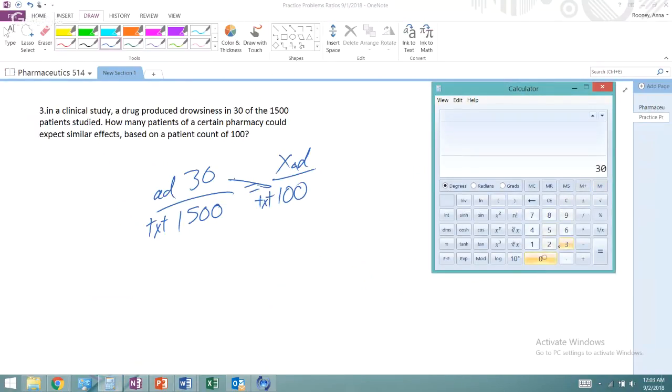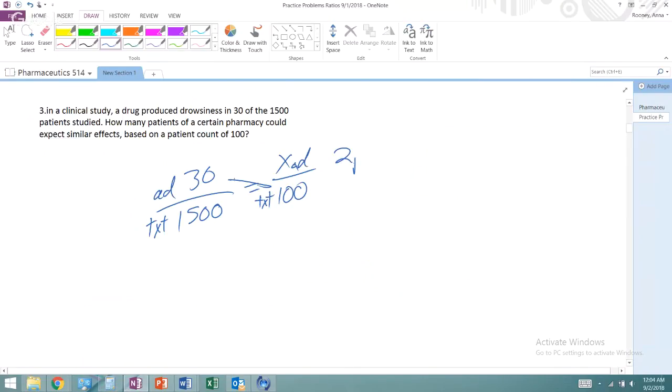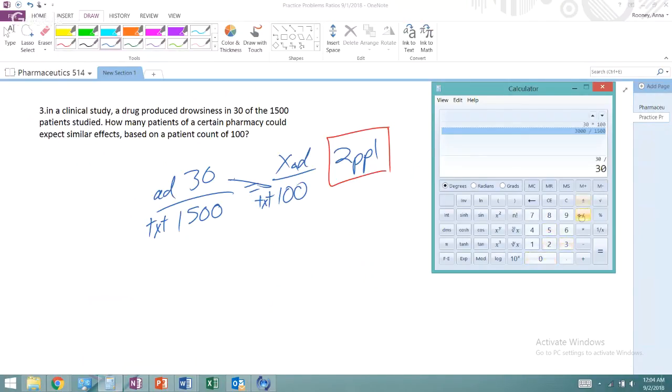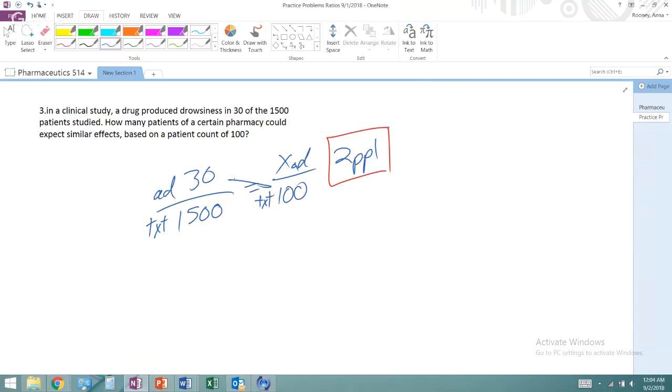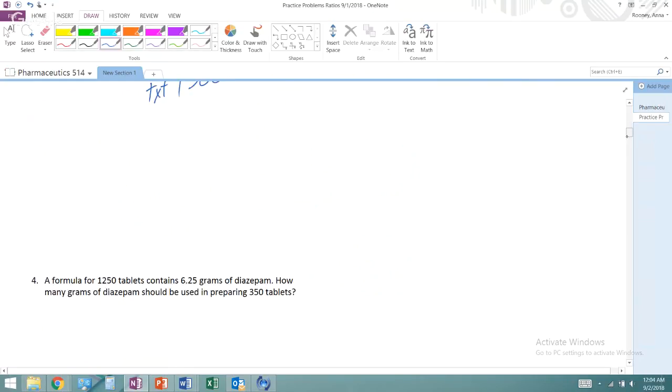So 30 times 100 divided by 1,500 equals 2. So 2 people. Now there's another way you could do this, not set it up that way. You just simply take 30 divided by 1,500, which is your percentage, and you find 0.2. Then you multiply it by your total population, which would be 100, which would also be 2. So that's another way you could do that one, to find 2 people.